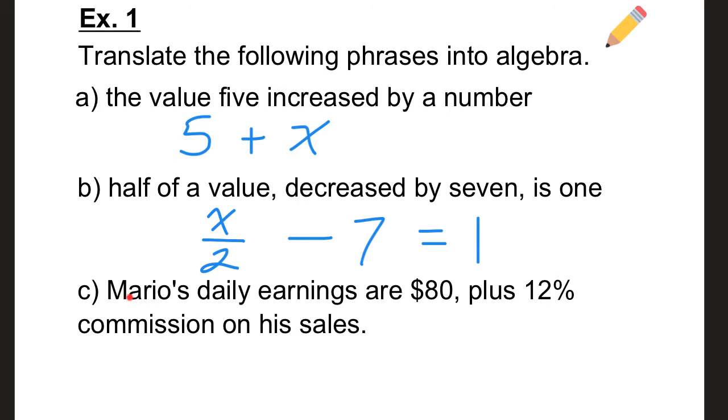And the last one here, Mario's daily earnings are $80 plus 12% commission on his sales. So I have two variables here, earnings and sales. I'm going to pick some letters to represent those variables. The simplest ones are E for earnings and S for sales, both in dollars. So his earnings are $80 plus 12% commission on his sales. So 12% of his sales would be that. So now I have an equation to represent Mario's daily earnings.